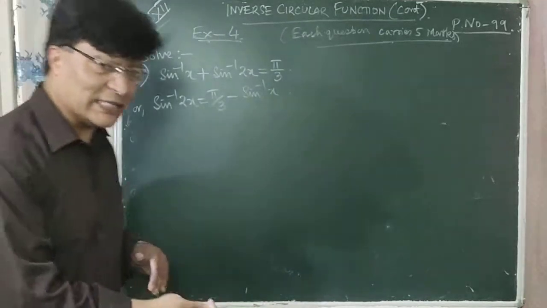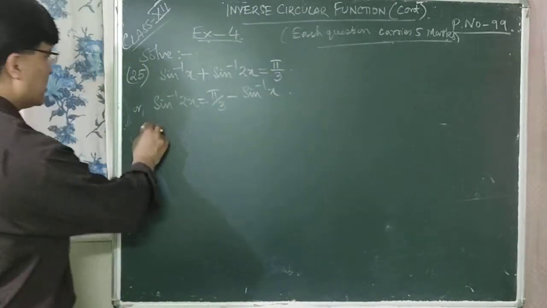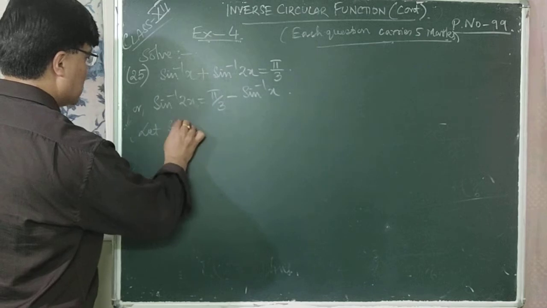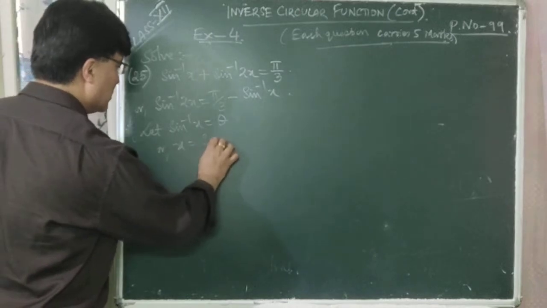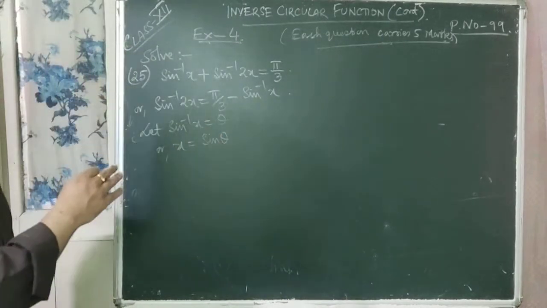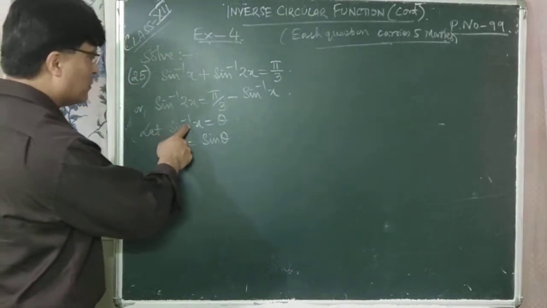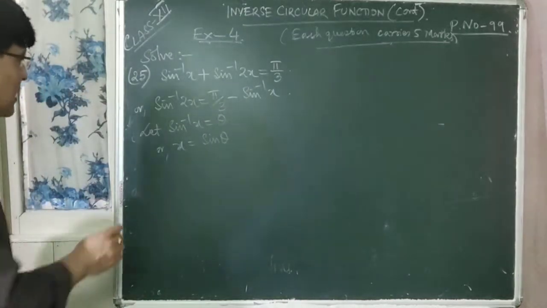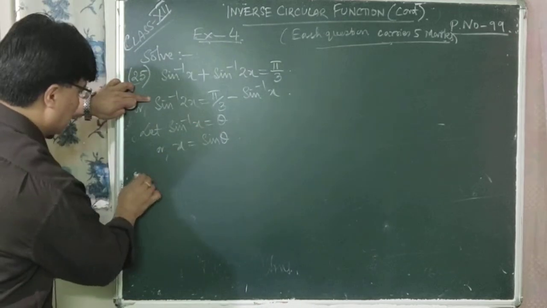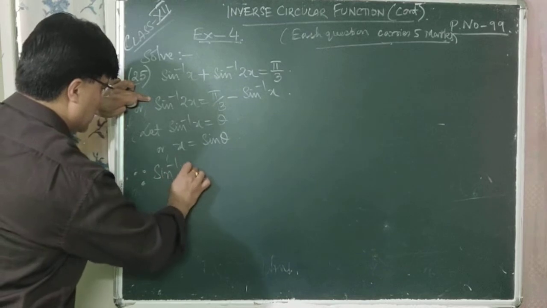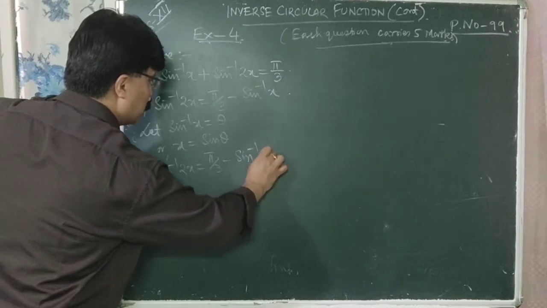So you can again make it easier by assuming sin inverse x is equal to theta. So let us assume, let sin inverse x is equal to theta, right? So what is x equal to? X is equal to sin theta. When the sin inverse goes to the right hand side, it becomes only sin, that is sin theta. So we get the value of sin theta. What is sin theta equal to? This is x, okay? Now write again this equation, that is sin inverse 2x is equal to pi by 3 minus sin inverse x, right?